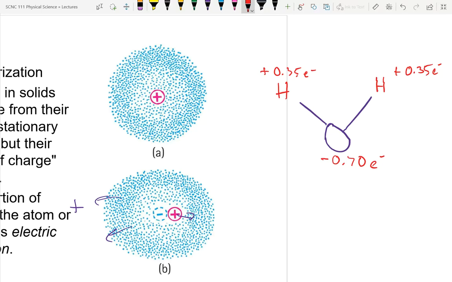If I bring a negative charge, it'll just rotate the other way, so the positive is closer to the negative. The closer one has a stronger force, and it will be attractive. So water is attracted to either positive or negative charge because of this electric dipole moment, as we call it.